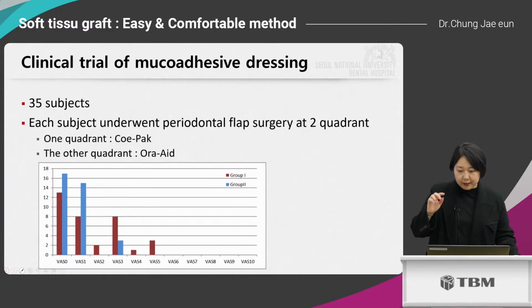So we performed a clinical trial to figure out the effect of mucoadhesive periodontal dressing. We recruited about 35 subjects, and each subject underwent periodontal flap surgery at 2 quadrants. One quadrant was assigned to group 1, and Coe-Pak was applied. And the other quadrant was assigned to group 2, and we applied Ora-Aid. As a result, there was a significant difference in postoperative pain. The Ora-Aid group showed a significantly lower visual analog scale pain score 1 day after the surgery.